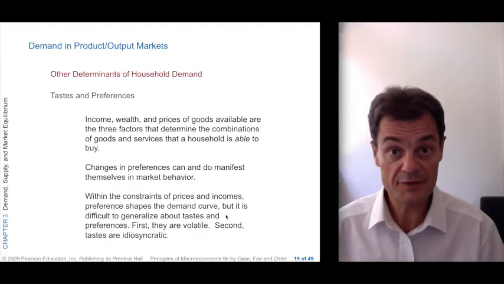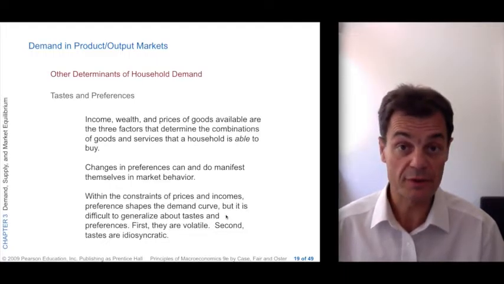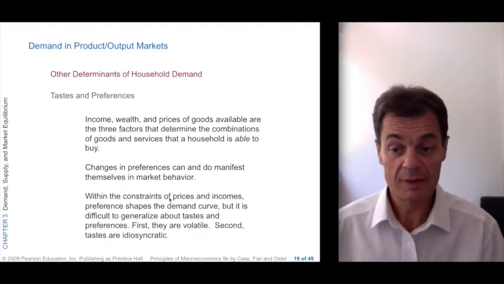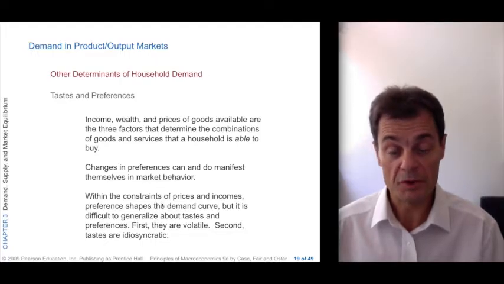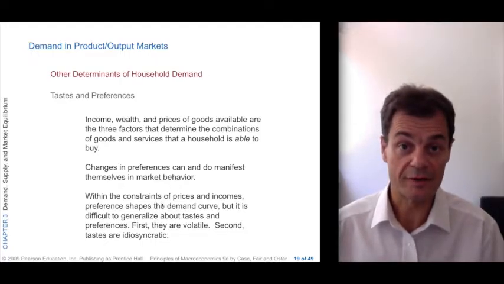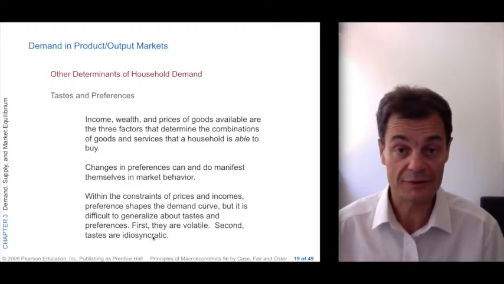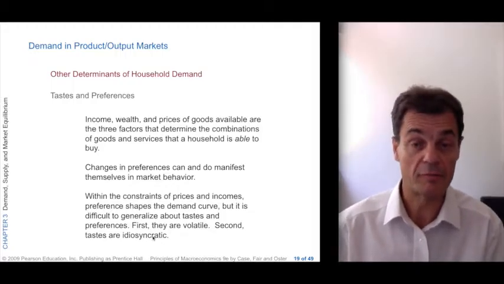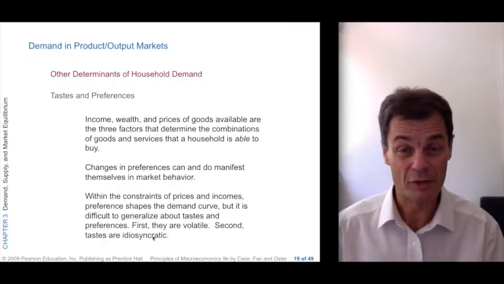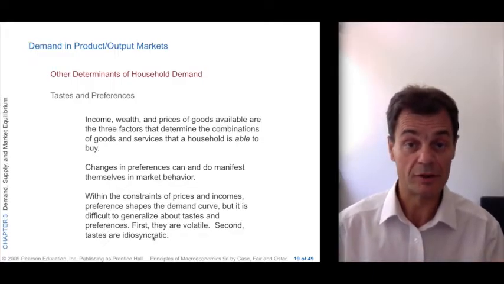Tastes and preferences, as we said, have an influence on demand, but they are, of course, much more difficult to quantify, and they are also volatile. They are volatile because tastes change over time, and they are idiosyncratic. Idiosyncratic means they vary from person to person, and they are therefore much more difficult to put in an economic law.